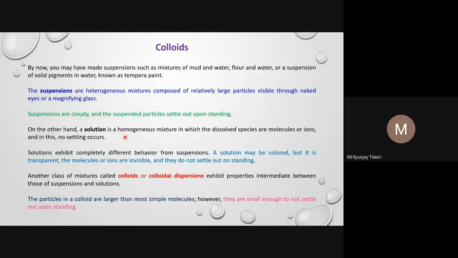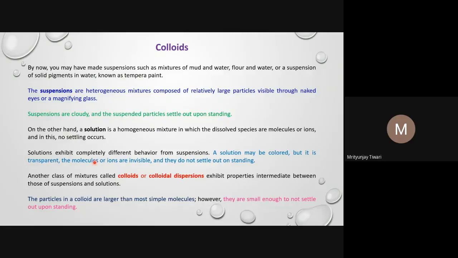The solute particles, which can be ions or molecules, are distributed uniformly throughout the solution. The continuous phase here is the solvent phase, and in this continuous phase the solute particles are distributed uniformly here and there. The solution exhibits completely different behavior from suspensions, as we have seen.